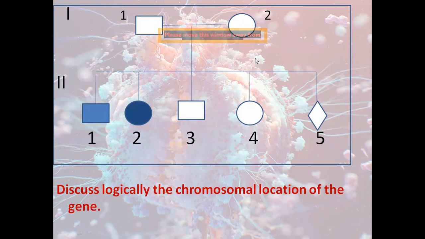Moving to this application, last time we said that 1-1 and 1-2 are normal, but they gave birth to affected children 2-1 and 2-2. So from here, we can determine that the allele of the disease is recessive. They said to discuss logically the chromosomal localization of the gene. Before I continue with this discussion, I have to determine first the dominant and the recessive allele, and then give the symbols. Then I have to discuss the localization.